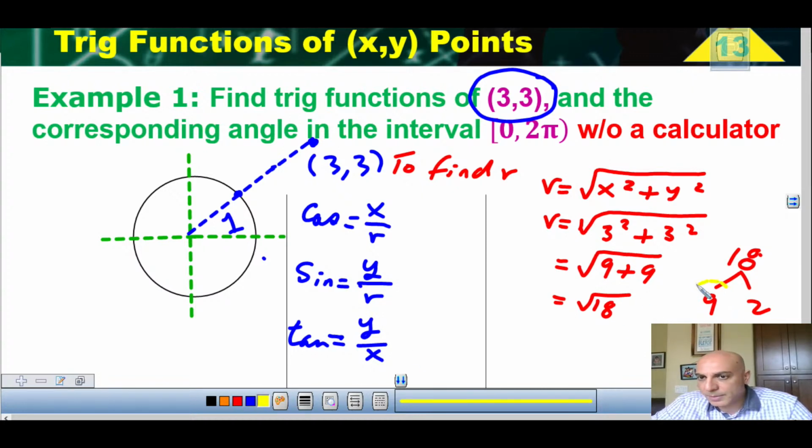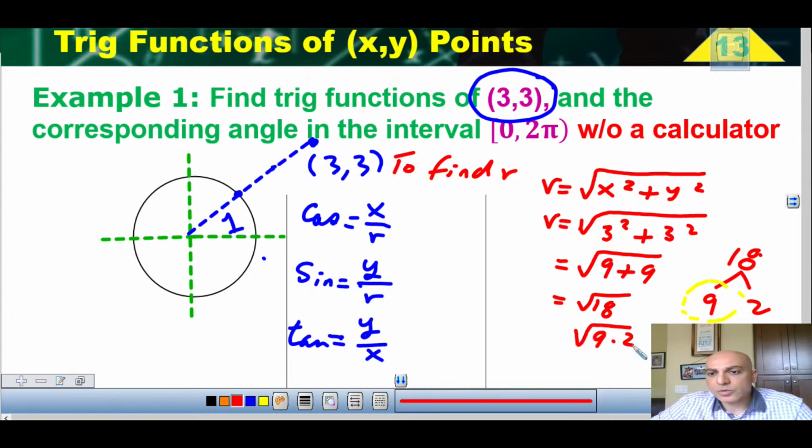You're always looking for the biggest perfect square under the square root. So this is the square root of 9 times 2. The square root of 9 is 3, so 3 times the square root of 2. So this is your r. Now I know my radius. This amount here is 3 square root of 2. This would be the 3 and the 3, with the hypotenuse 3 square root of 2.